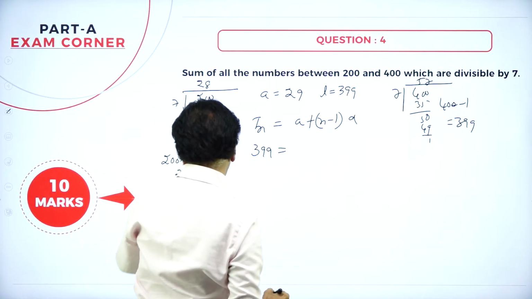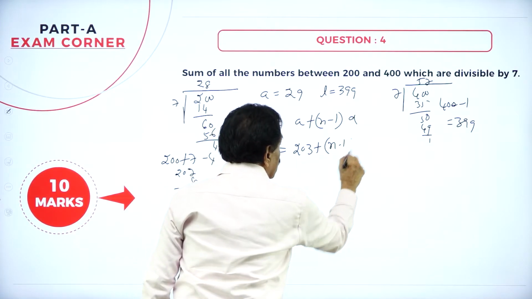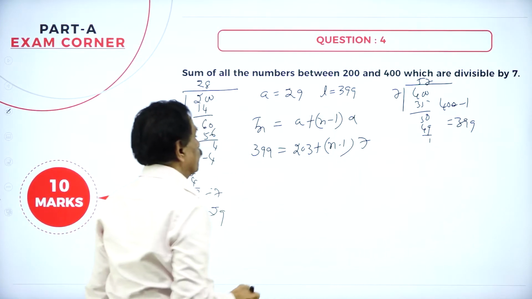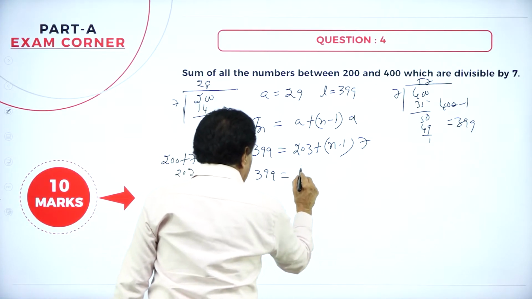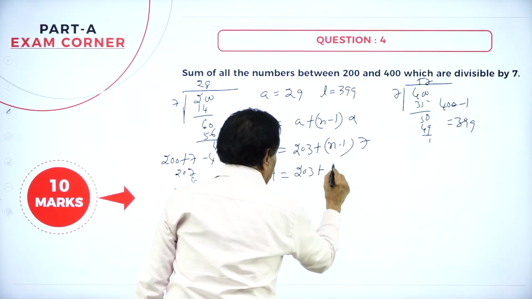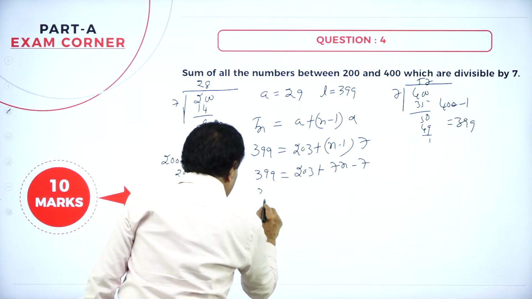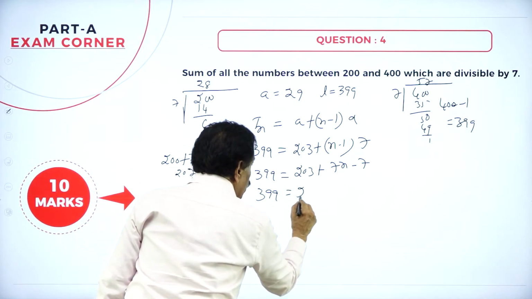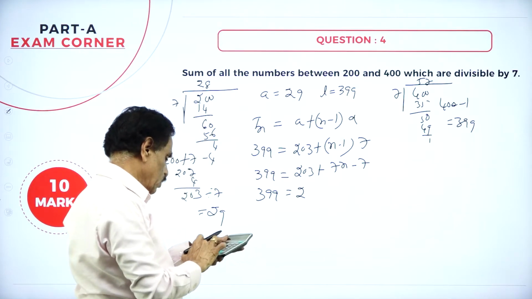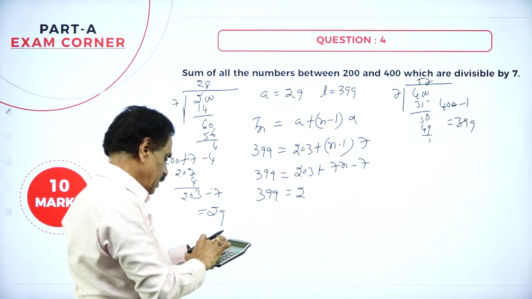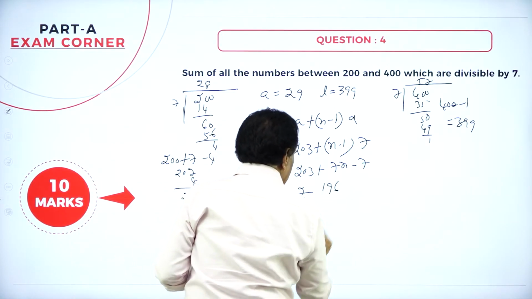What is the first number? It is 203, plus the number of terms, which you don't know, and 7 is the difference. So 399 equals 203 plus 7n minus 7. Simplify: 399 equals 203 minus 7, which is 196, plus 7n.